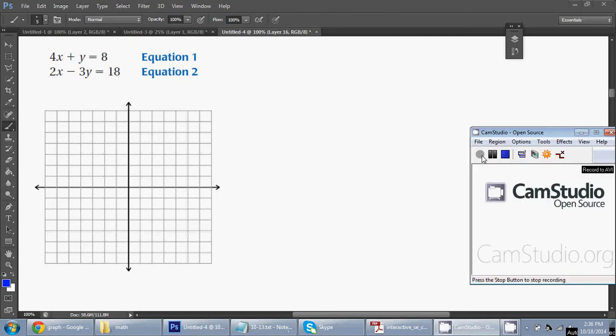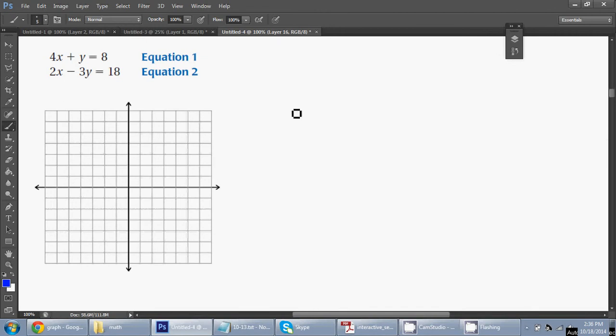Alright, this is section 3.1, solving a system of linear equations by graphing. So that's kind of a complicated title. But first, what is a system of linear equations?